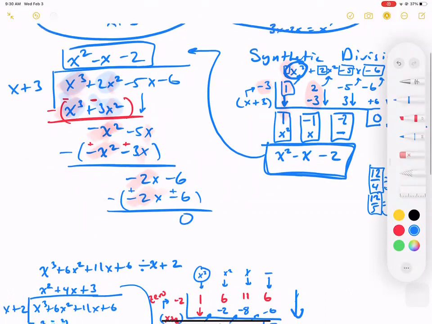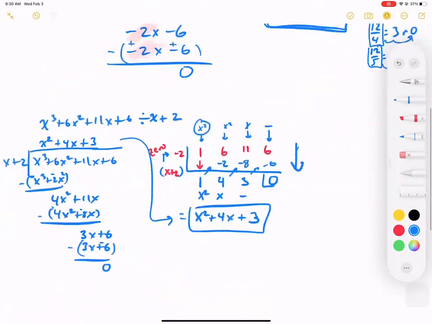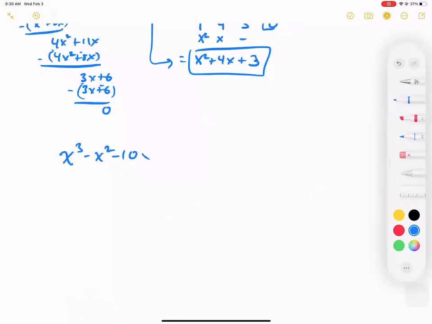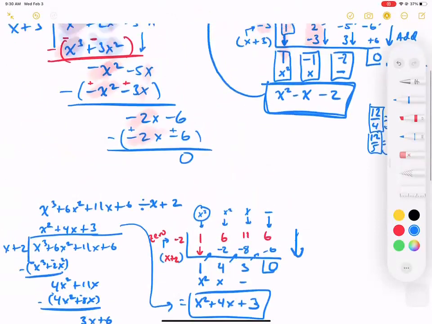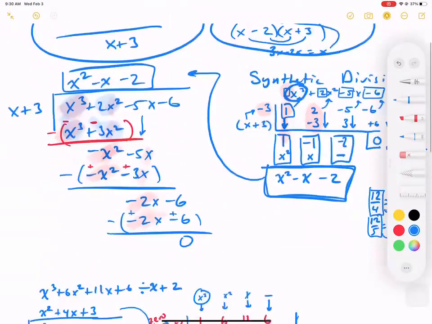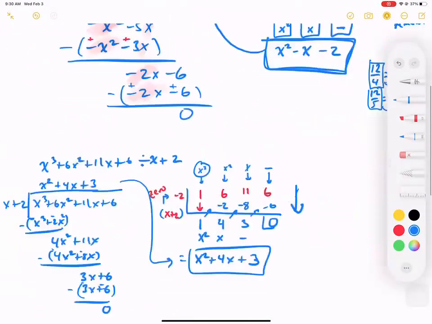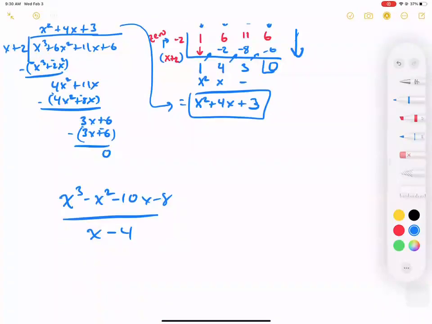All right, let's practice this one more time. Here's your problem. It's going to be x cubed minus x squared minus 10x minus 8. I ask you guys to divide this by x minus 4. As you can see, I've been writing division in different ways. I'm flipping it back and forth between the fraction form and writing it with a division sign, but all of these mean the same thing. We're doing top divided by the bottom.